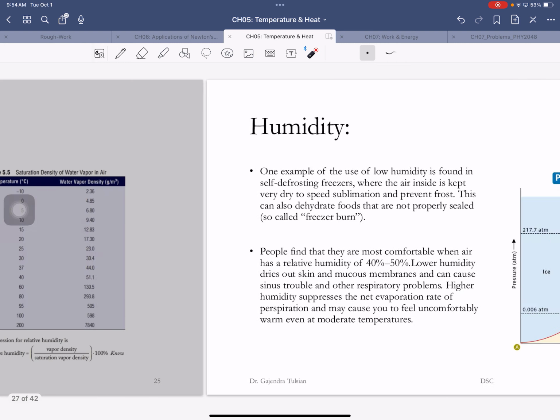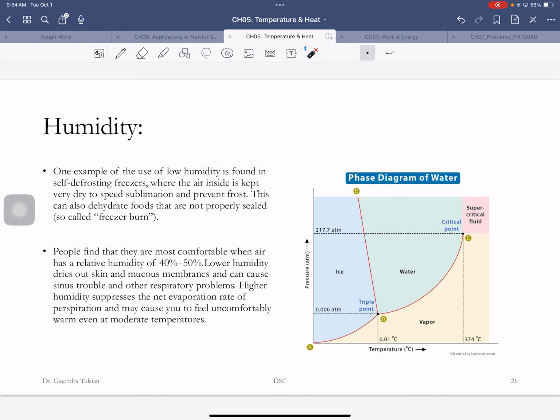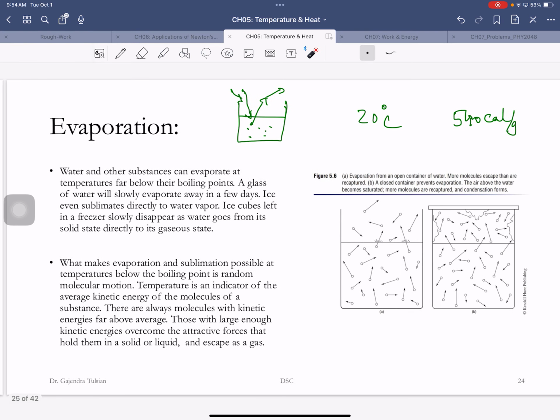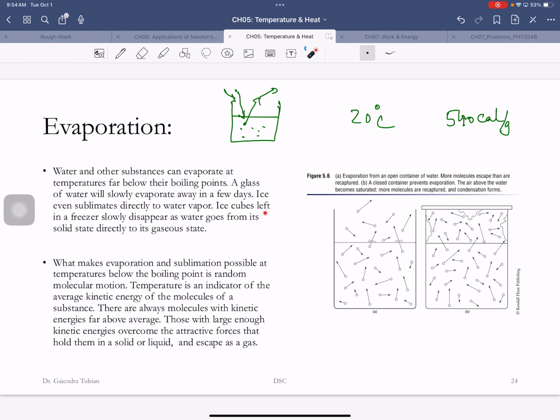Okay, so let's come to this. What I want to do is tell you about this fact. Water and other substances can evaporate at temperatures far below their boiling points. A glass of water will slowly evaporate away in a few days. And if you want to make it evaporate faster, all you have to do is reduce the humidity in this room. The humidity in this room is about 40 to 50%. That's a comfortable humidity.